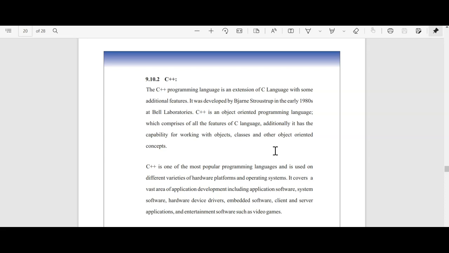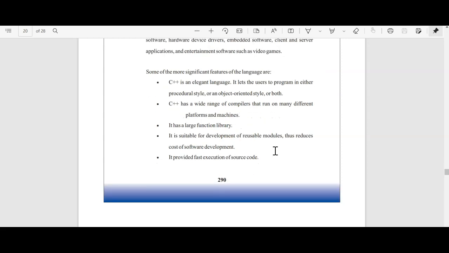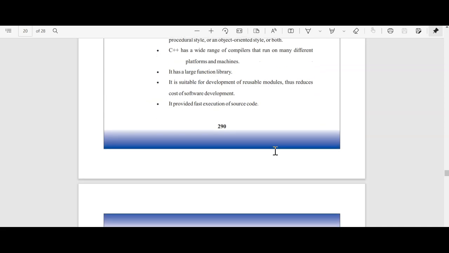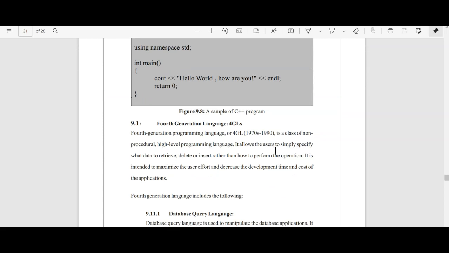C++ is an extension of C language. I told you C is a very popular language and still being used. So C++ is also in current days being used for hardware side programming and very specialized programming. C++ is an elegant language and it has a wide range of compilers. It has a large function library. So these are some features why it is popular. This is the sample program of C++.